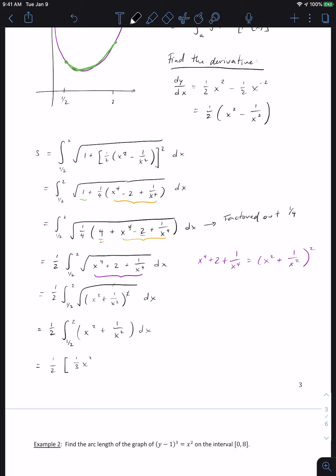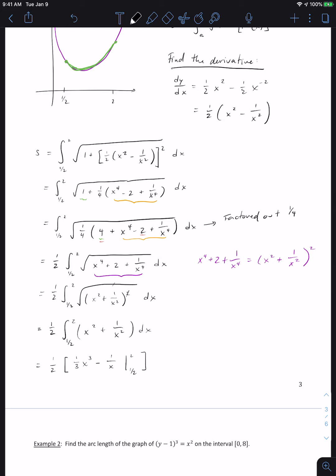1/3 x cubed minus 1 over x, evaluated from 1/2 to 2. And if you do that, you get the answer 33 over 16. Right? So in this problem, the tricky part is playing the algebra game.